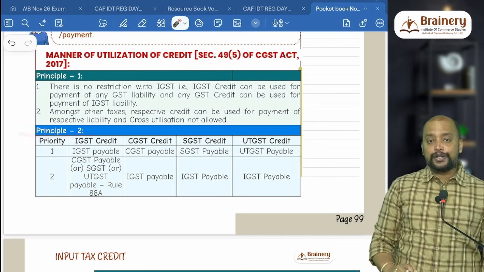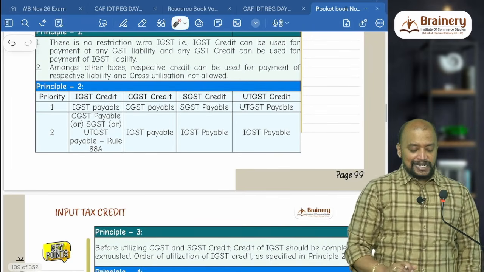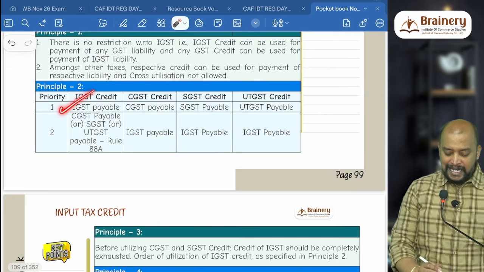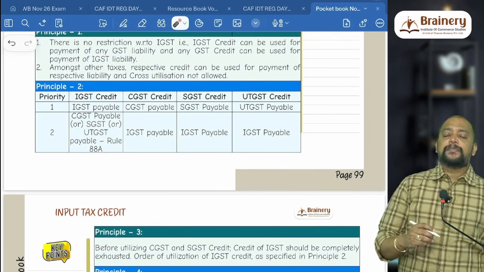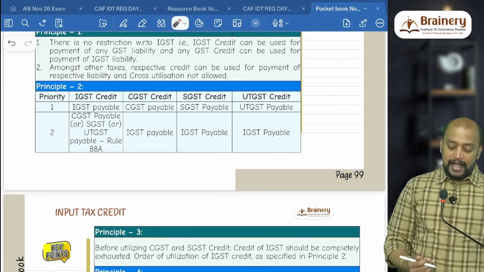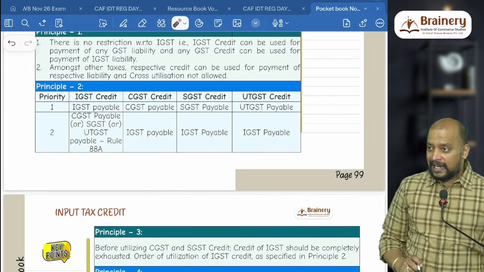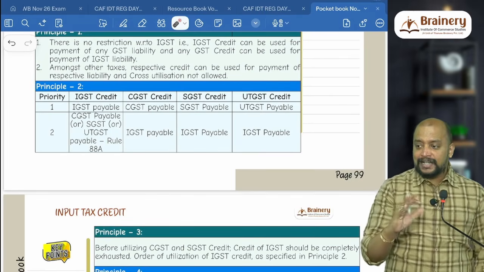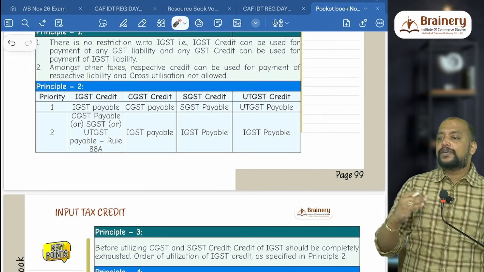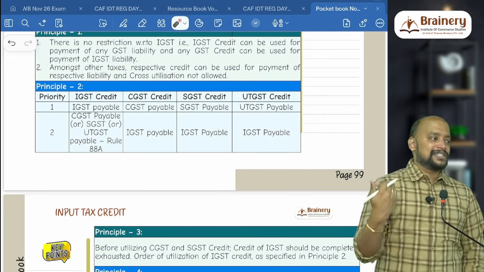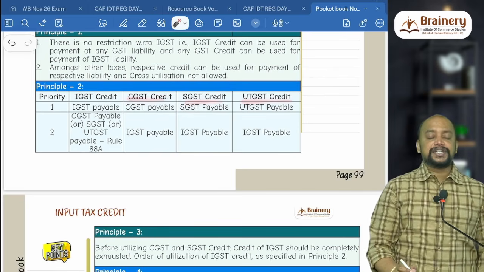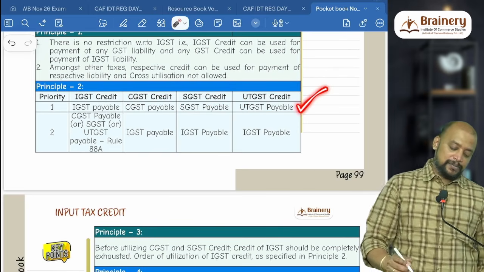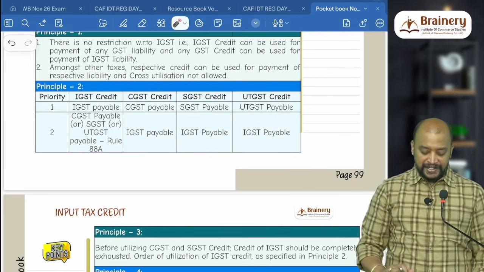And principle number 2, priority: IGST credit first for payment of IGST, thereafter CGST, SGST or UTGST, that can be in any manner, any proportion, and that is given in rule 88A, but we need to see the liability in that ratio, otherwise we can divide the excess IGST credit in equal ratio. Then CGST credit, SGST credit, UTGST credit first for its liability and thereafter for payment of IGST.